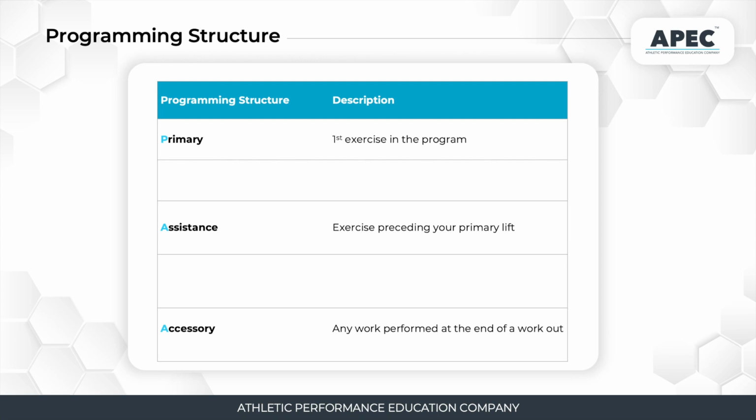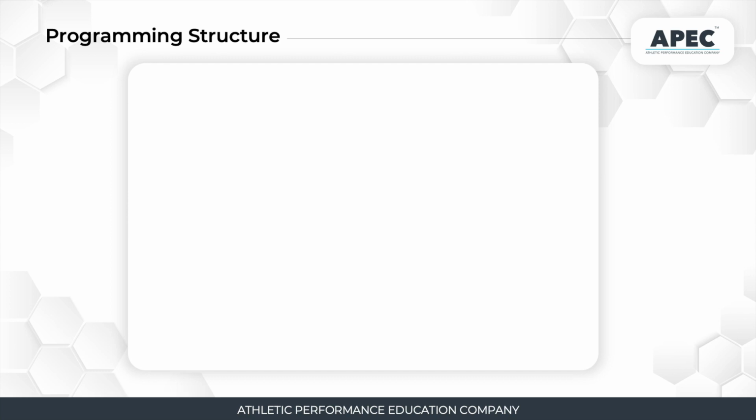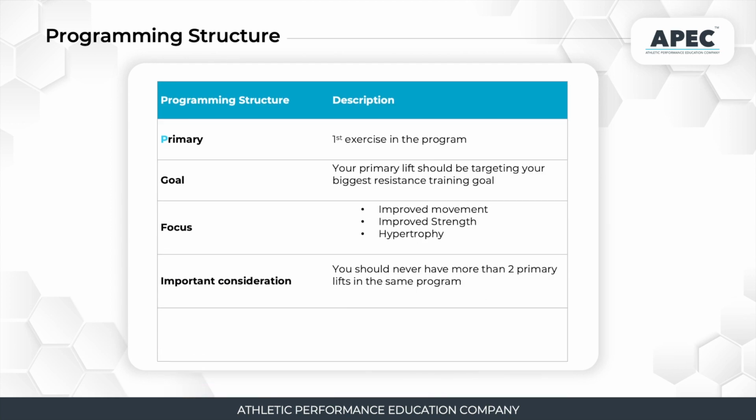First, we have our primary exercise, and that is the first exercise in the program. Next, we have our assistance exercise, and that is the exercise that precedes your primary lift. And then finally, we have accessory work, and that's any work performed at the end of a workout. So let's take a deeper look into each stage of the PAA system.